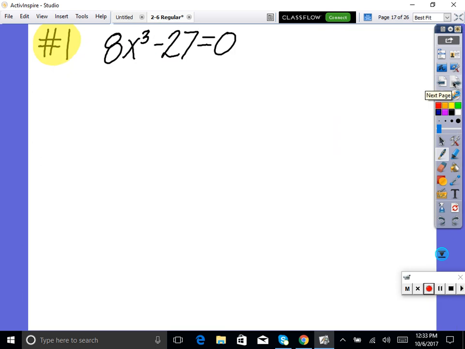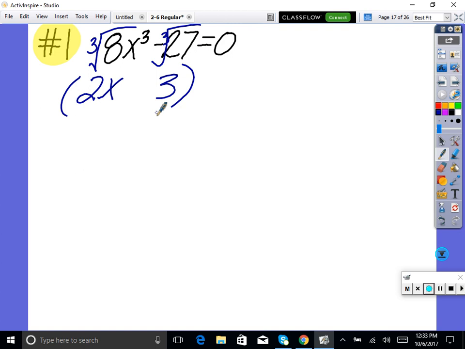Okay, number 1. Here we go. Let's do it again. You say, are these 2 perfect cubes? Cube root the front thing, cube root the back thing. 2x, what's the back thing? 3. Let's go for it. Put in your parentheses.